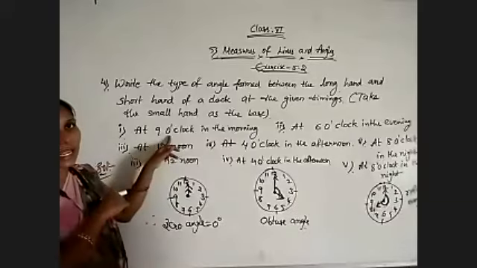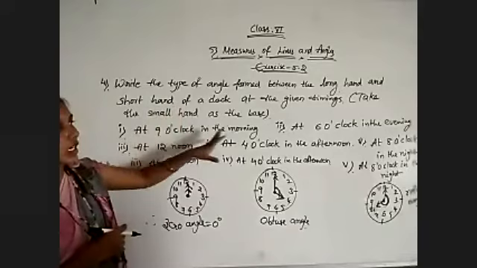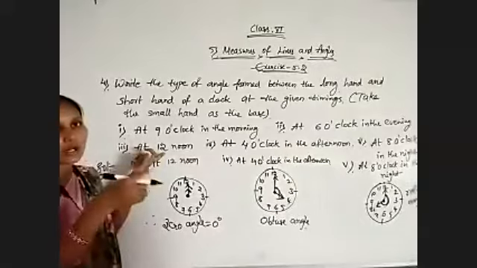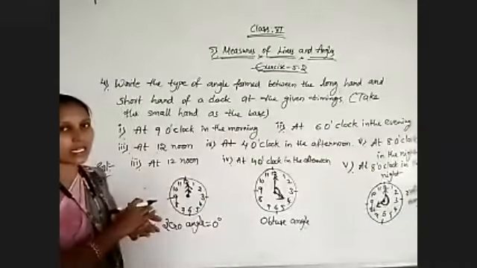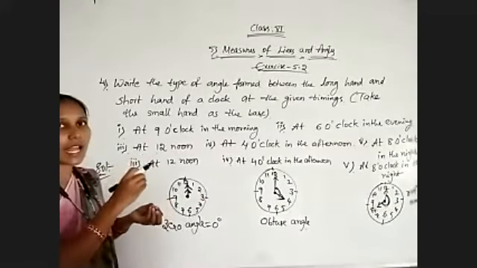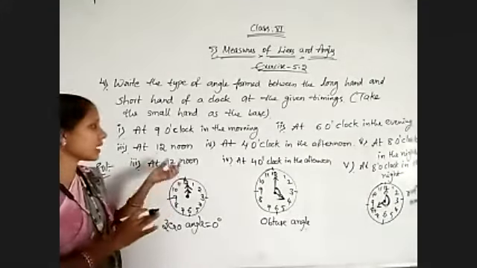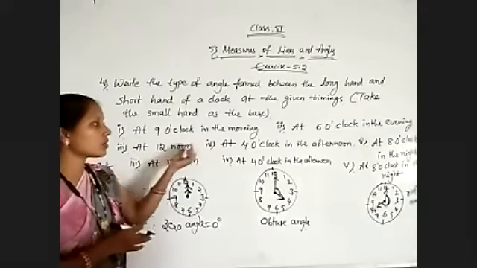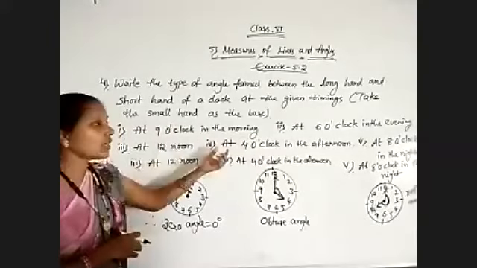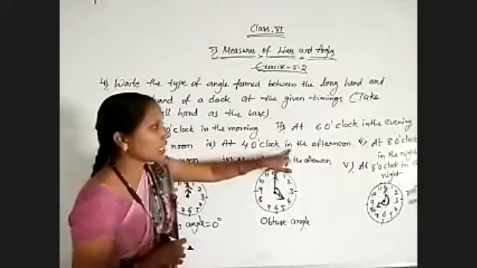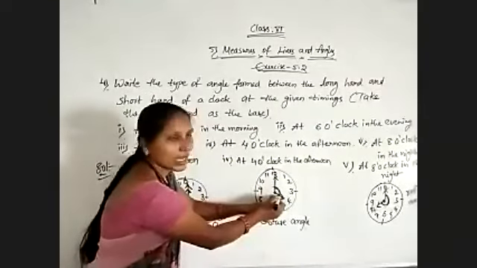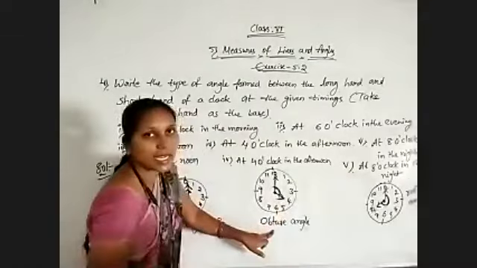At 9 o'clock we are getting right angle between the hands of the clock. At 6 o'clock we are getting straight angle. And at 12 noon both the hands are lying on the same side, one hand is on the other hand. It means there is no angle at 12 noon. So zero angle. 90 degrees, 180 degrees and 0 degree. At 4 o'clock in the afternoon this portion is finished, yes or no? So this is more than 90, means obtuse angle.